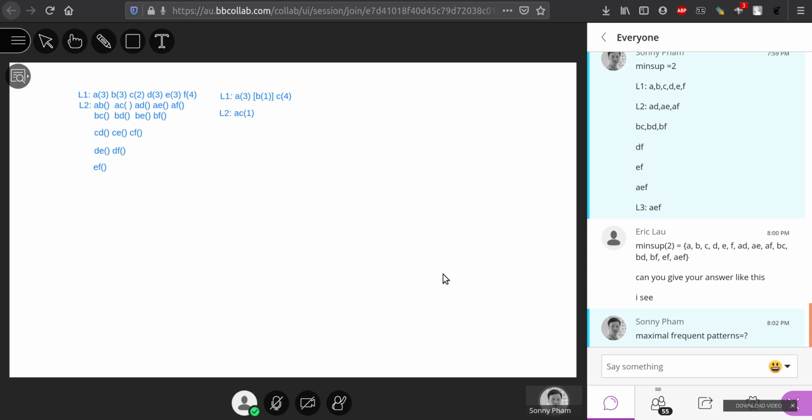All right, so I'm going to show you how to work out the maximal, at least one possible way, because people might not be clear how to define the maximal frequent pattern. So what I'm doing now is just reproducing what I wrote there. From the previous part of the question, at min sup equal to 2, I have at level 1 what I have here.